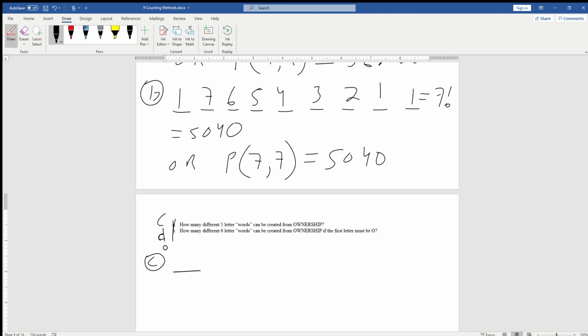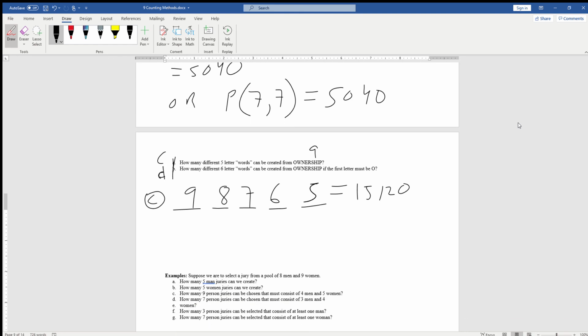Now we only have 5-letter words. All right, so one way to do this is we're picking 5 letters. Well, there's 9 total still. So that would be 9. We've picked 1 letter, then 8, 7, 6, and 5. If I go through and compute 9 times 8 times 7 times 6 times 5, that's going to give me 15,120.